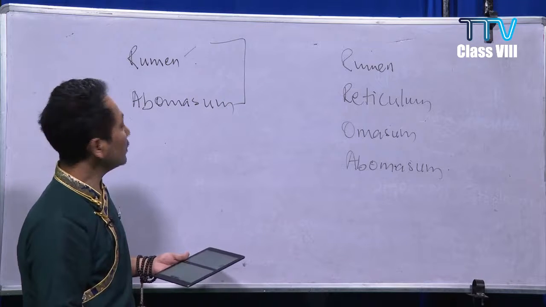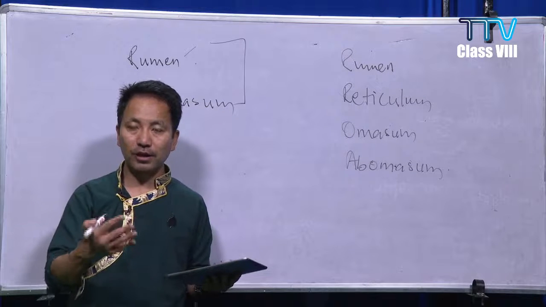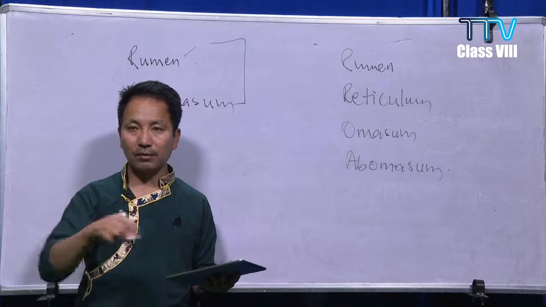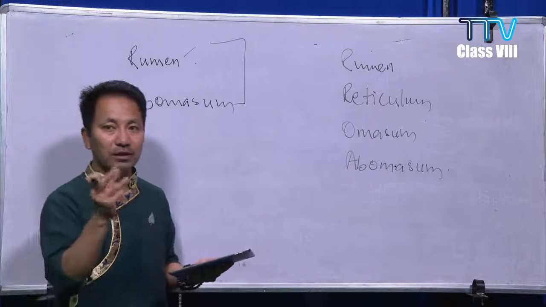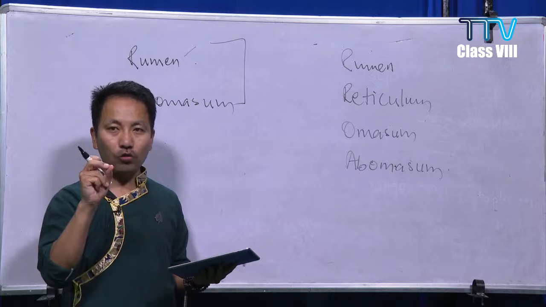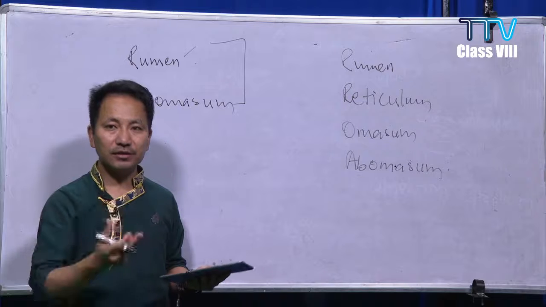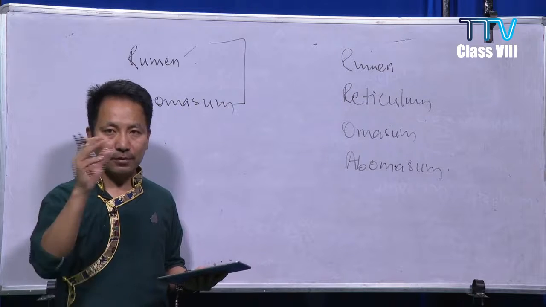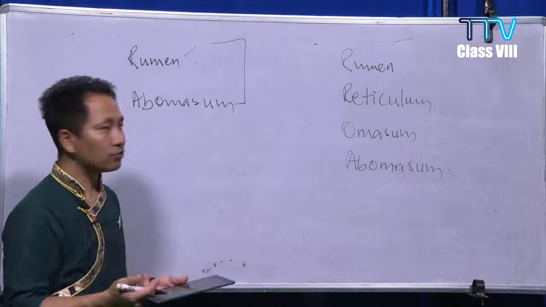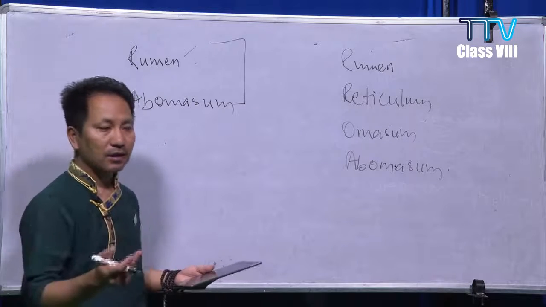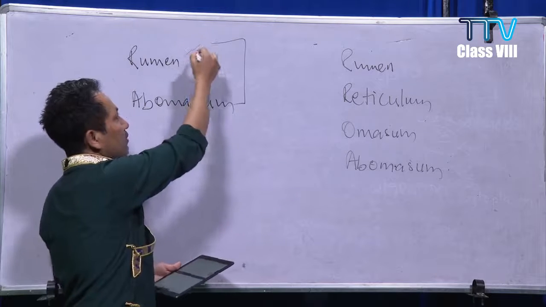And then the food is absorbed in the rumen with the help of those papillae. The rumen has organs called papillae, and they help in the absorption of the digested food as a result of the fermentation. So food absorption happens here, and the volatile fatty acids are absorbed.